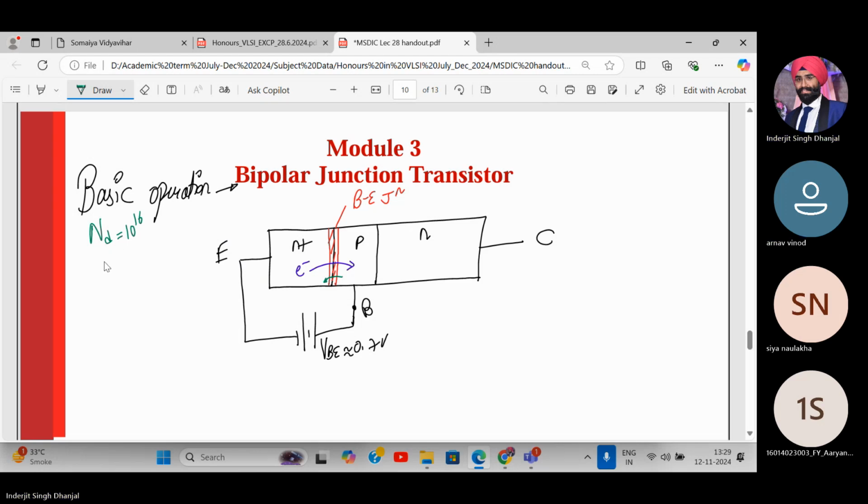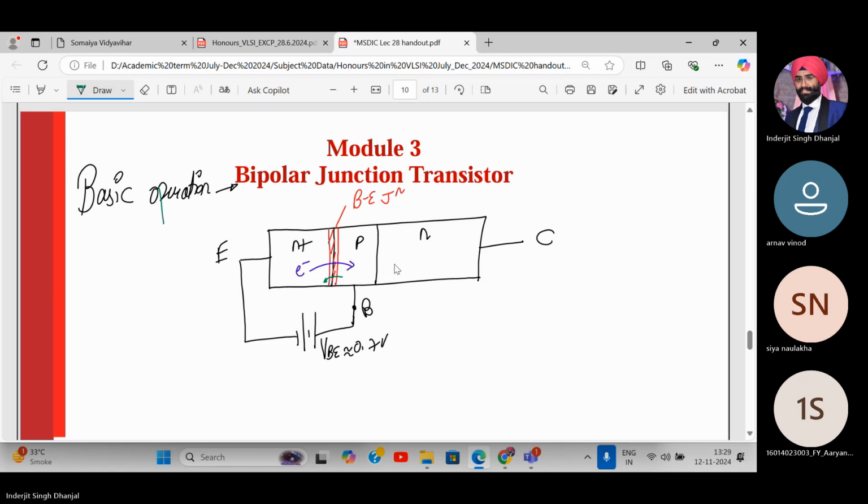So it will be majority carrier upon Ni square, right? This is 10 raised to a very high value. So minority carrier concentration is very small over here. So that's why their numbers are small. So the holes which are injected into the emitter by the base, their numbers are very small.